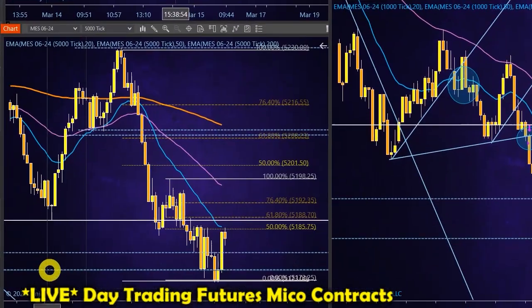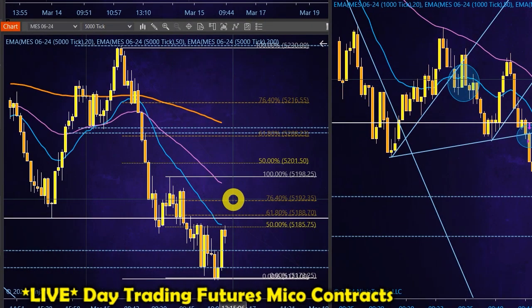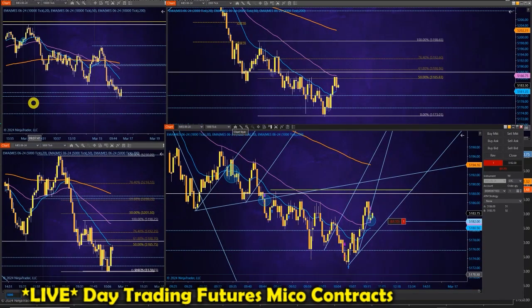Here we are on the 5,000 tick chart. Yeah, it could go up. I don't really want it to go up over the previous day. I don't want it to go back up over this pivot right here. So we'll see what happens.